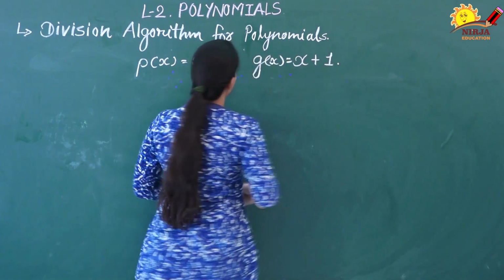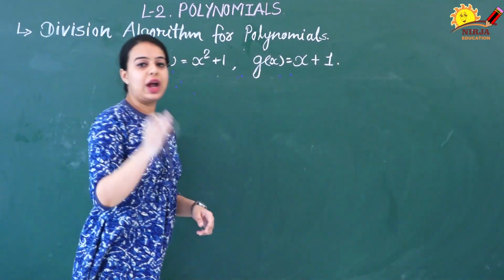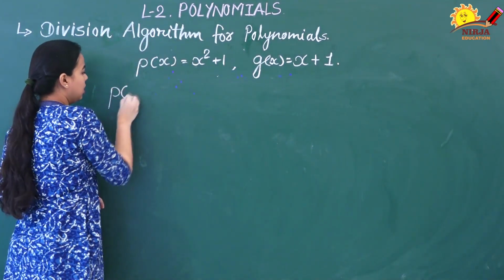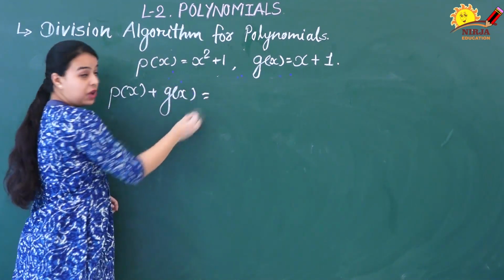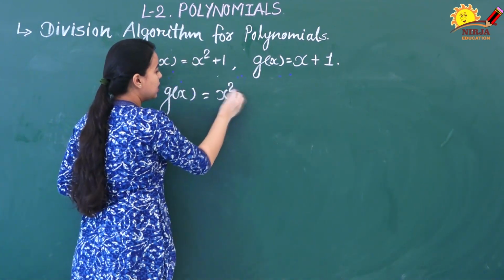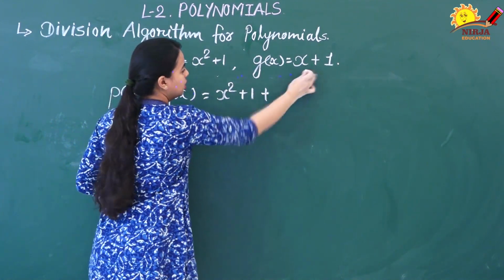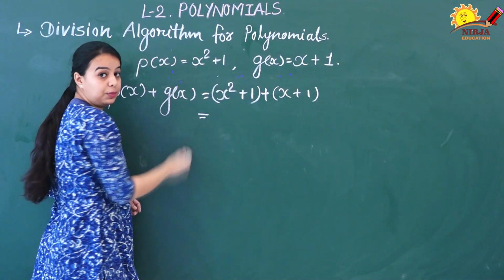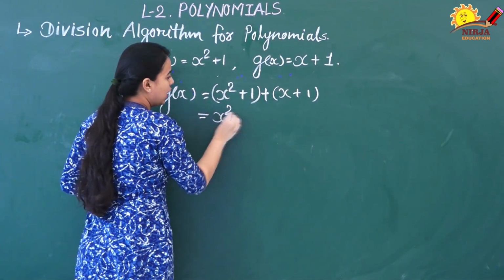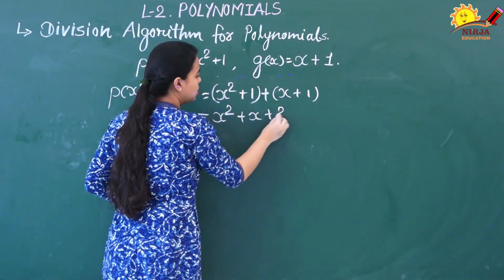Now, the next thing I am going to do is add these two polynomials, p of x plus g of x. If we add x square plus 1 plus this polynomial, which is x plus 1, let's solve it: we get x square plus x plus 2.